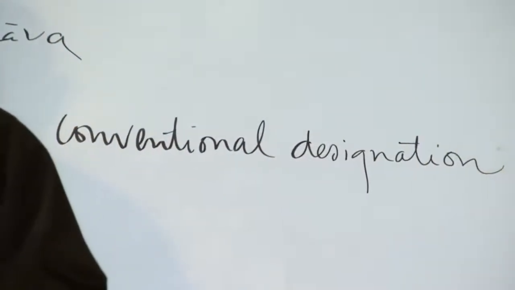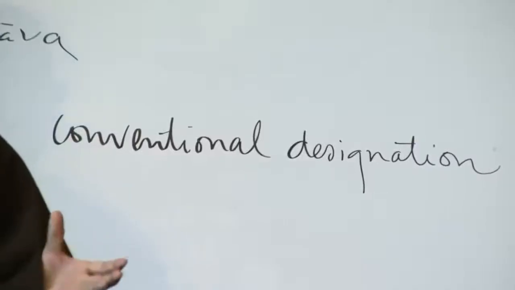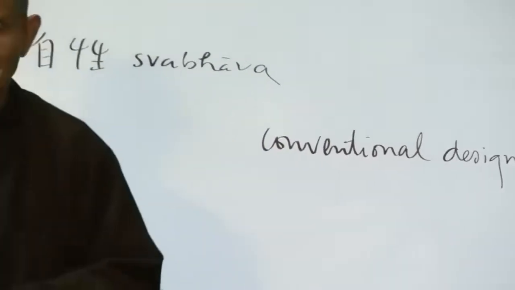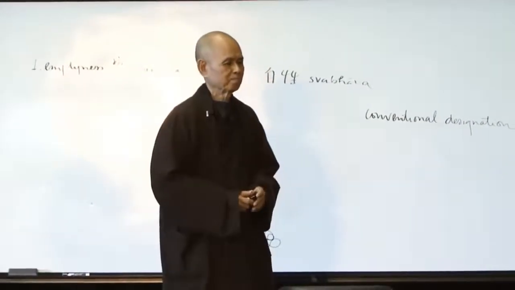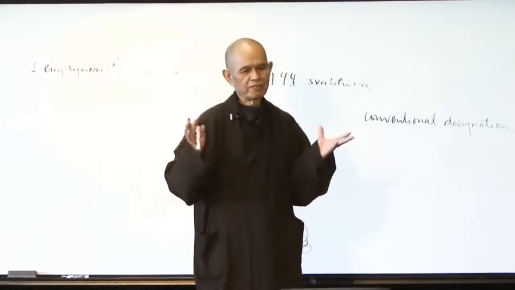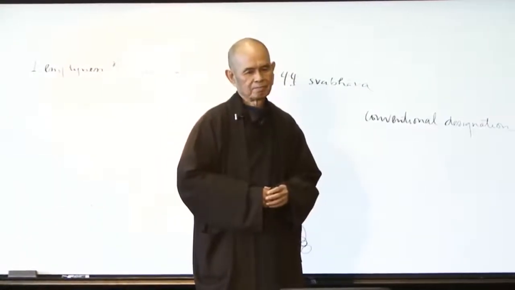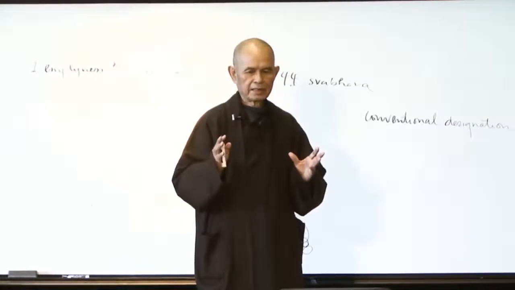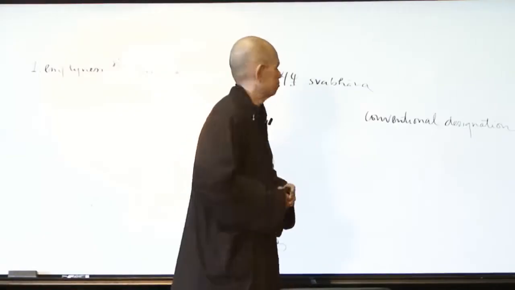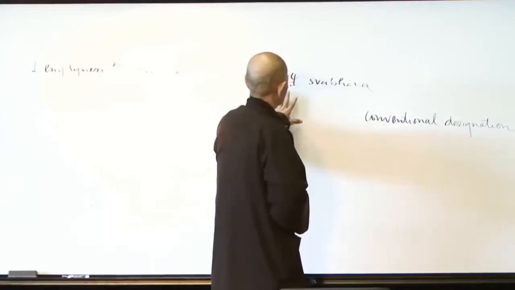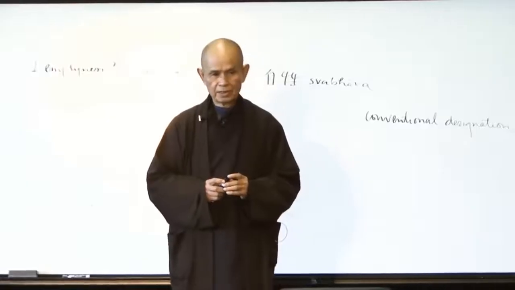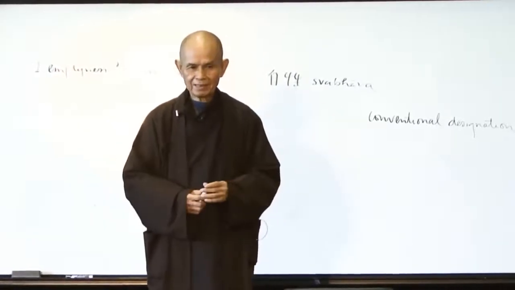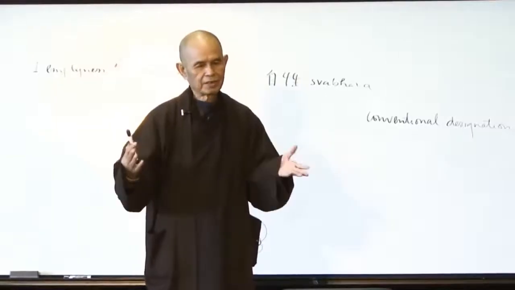Suppose we talk about the euro or the dollar. The dollar doesn't have a self-nature. It is only a conventional designation. It doesn't have a self-nature at all. And if everything had a self-nature, everything would have a self-existence and not need others to be there, and then everything would remain the same forever.